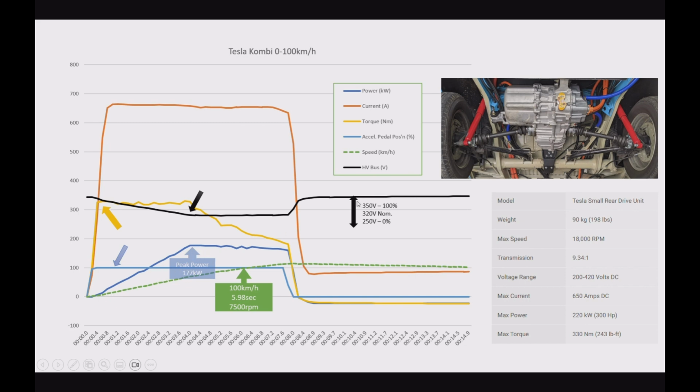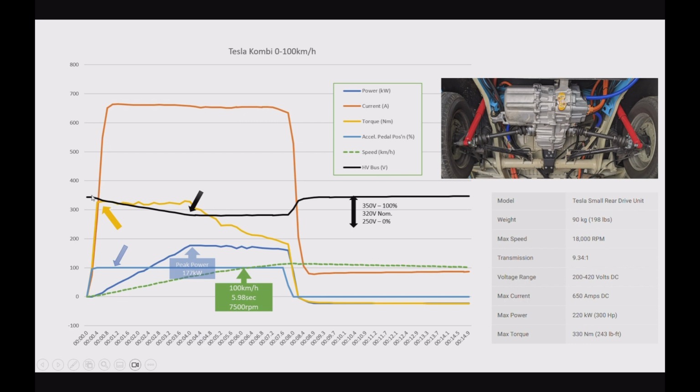And that's because we're not running at a typical 400 volts, which Teslas operate at, and other EVs may operate at 400 volts. But in this scenario, we've got 350 volts at 100%. So we're still hitting some pretty high peak power figures.